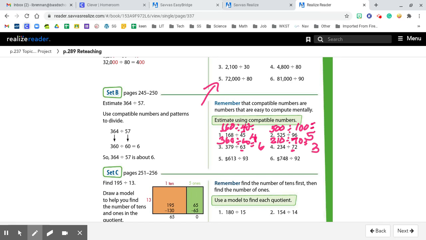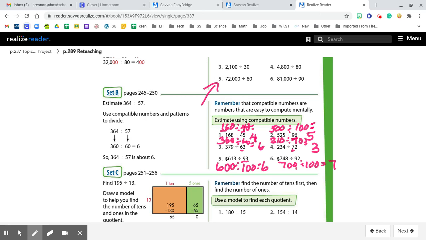613 divided by 93. 93, I could probably just bring that one up to 100. And 613 down to 600. I can do that in my head. 748 divided by 92. I could go down to 700 divided by 100 and get 7.